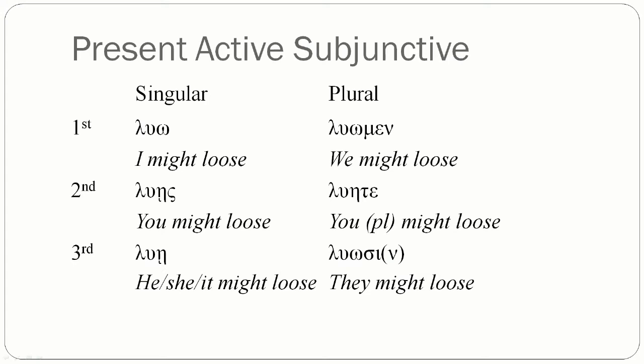passive indicative. Okay, and so this form here, lambda, upsilon, eta, iota subscript, can mean, as it does here in this chart, he, she, or it might loose, but it also can mean, going back to chapter 12, you singular loose yourself. Okay, or the passive, you singular are loosed.